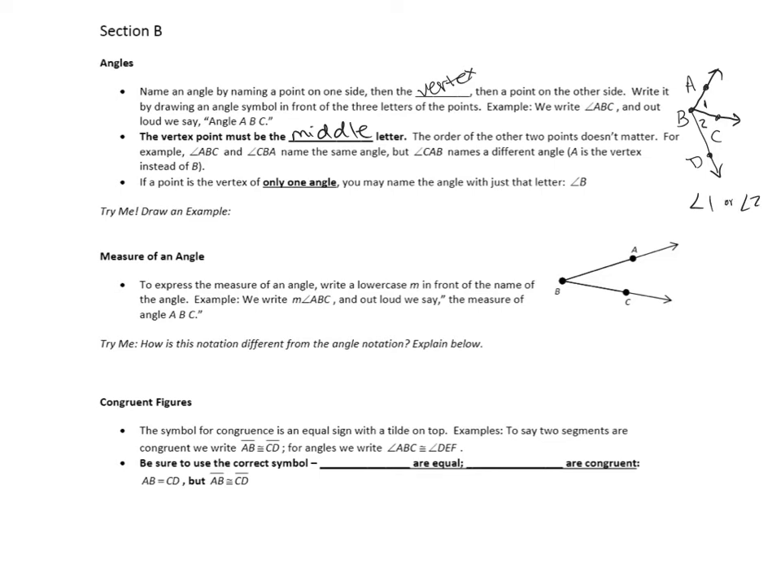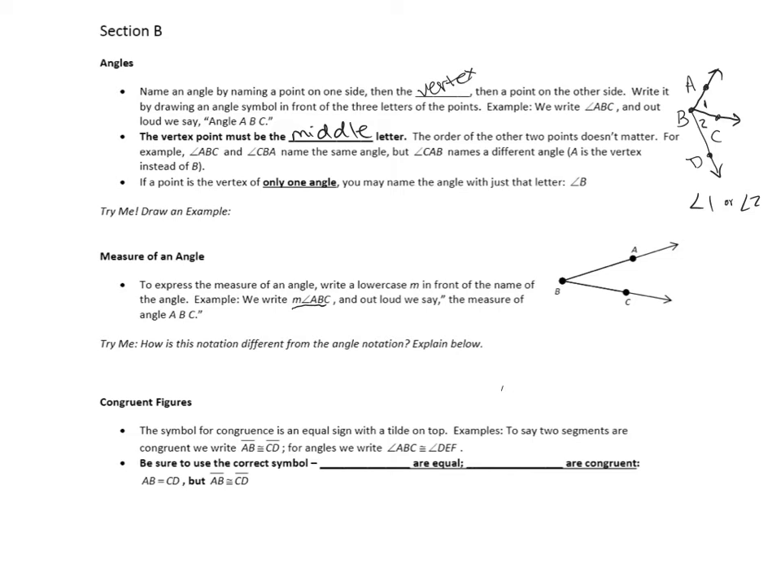So another way to look at it. When we talk about the measurement of an angle, remember we measure angles in degrees, and we write an M in front of our usual notation, and we say out loud the measure of angle ABC. So I want you now to pause and think about how this notation is different from the angle notation and explain it below.